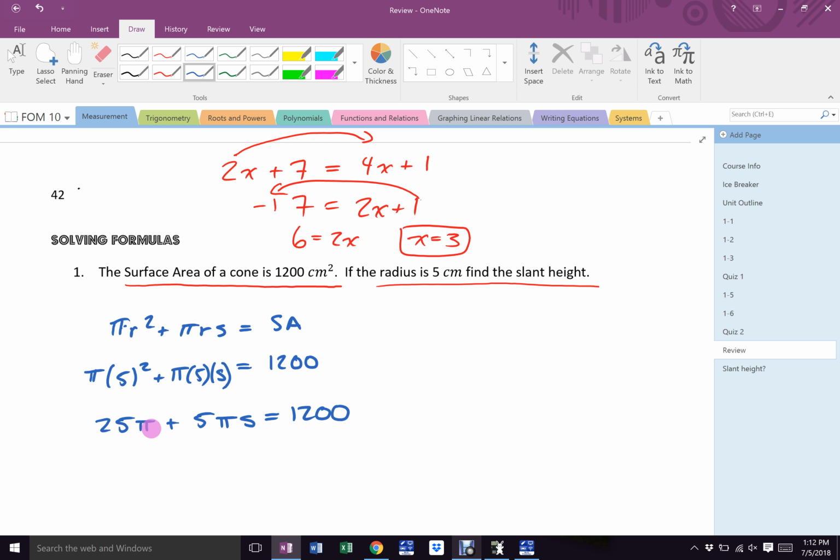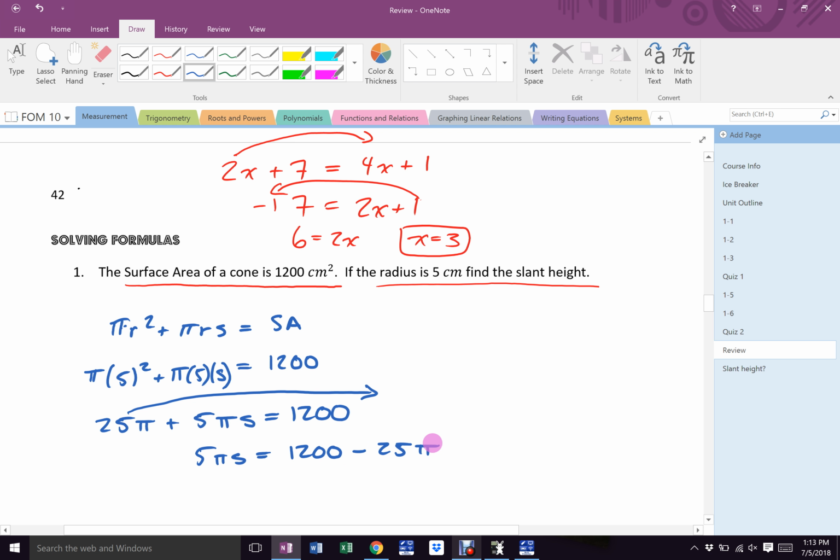If my job is to get s by itself at the very end, should I start at s or should I work towards s? Work towards s. So what's the farthest thing away from s right now? 25 pi. So I better move that away from s, correct? What happens to it when it comes over here? It becomes negative. So I'm going to have 5 pi s equals 1,200 minus 25 pi.